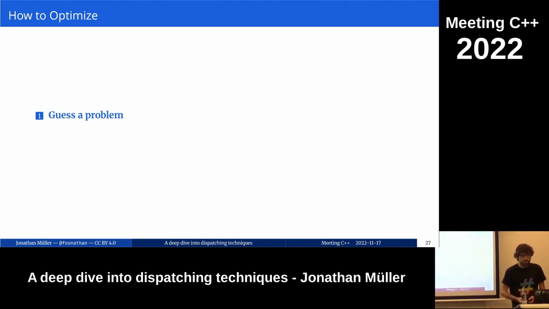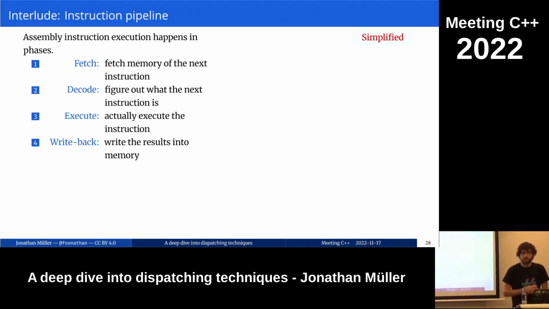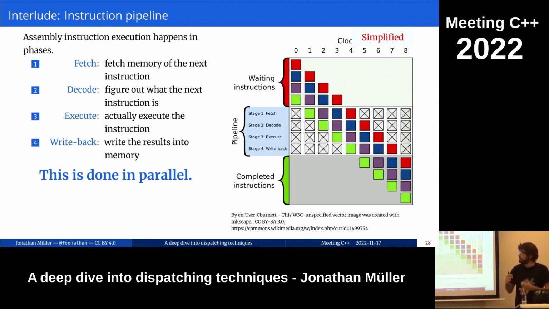So what do I mean by that? The actual assembly instruction on the CPU, this is very simplified, happens in phases. For example, we first need to fetch the memory for the instruction. Then we need to decode it and figure out what it does. This is essentially a dispatch loop built into the CPU. Then we execute it, and then we can write the results back. And because all of those steps happen on different parts of the CPU, we can actually execute them in parallel. So this forms the instruction pipeline, and the idea is that while we are executing one instruction, we can already fetch the next one in parallel to get reduced latency.